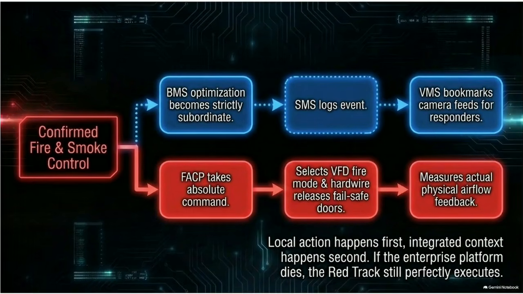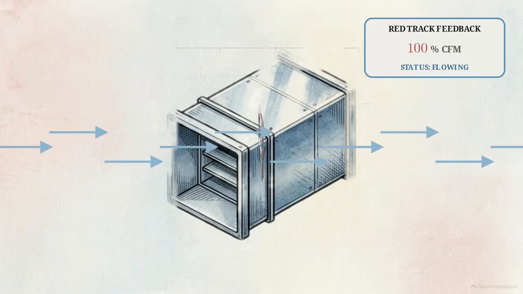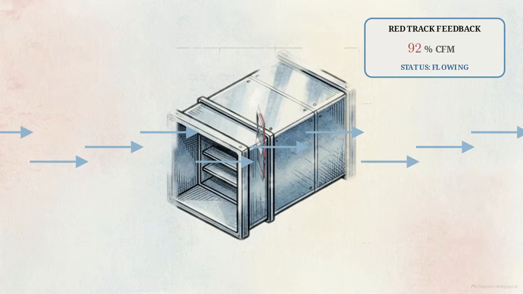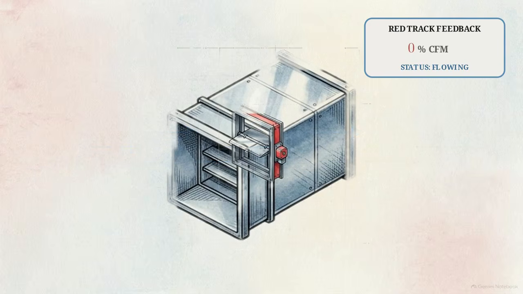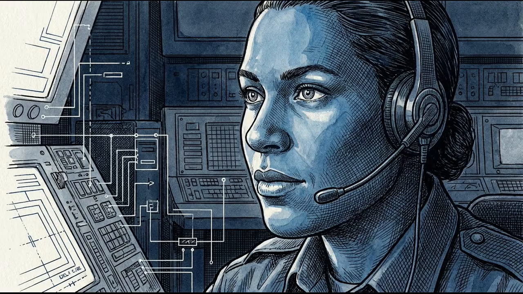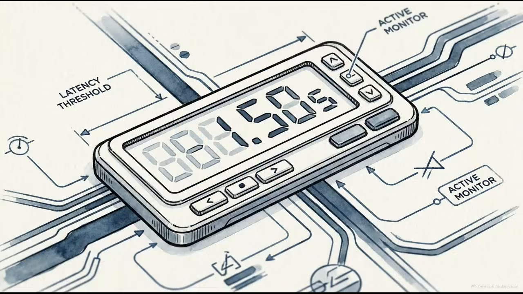This process flow maps the two parallel tracks of data at confirmation. The red track takes absolute command, selecting fire modes and releasing fail-safe doors. Simultaneously, the blue track's enterprise systems become strictly subordinate, bookmarking camera feeds for responders. Sending a command is insufficient. The red track logic measures actual physical airflow to confirm the hardware executed the instruction.